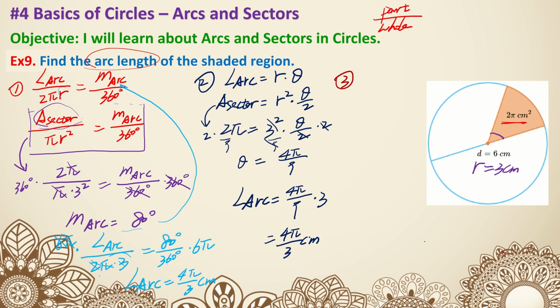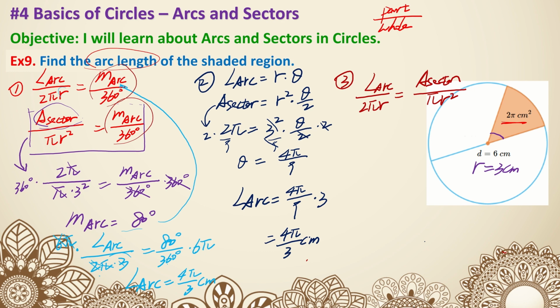Method 3 is actually using the first method, but more directly, because in the formulas we have for the arc length and the sector area, we see on the right side of the equation they're both equal to the measure of the arc over 360. So to make it a bit shorter, we can just link the left sides together. Arc length over 2 pi r is the same as the sector area over pi r squared.